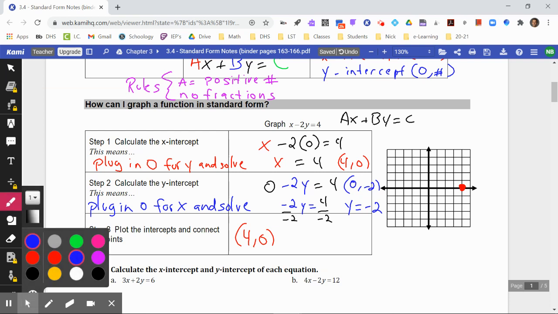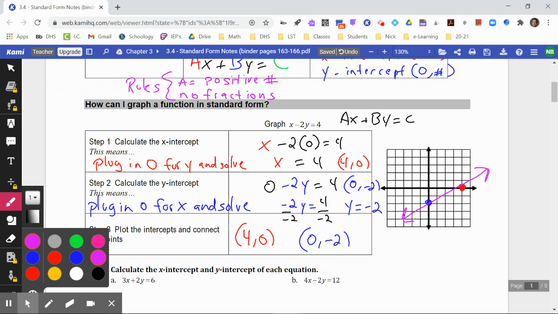And then my y-intercept is (0, -2). Again, a y-intercept is a point that crosses the y-axis. So (0, -2) is going to be right there. So you have your 2 points, and now we can go ahead and connect the points there, and that is our line.